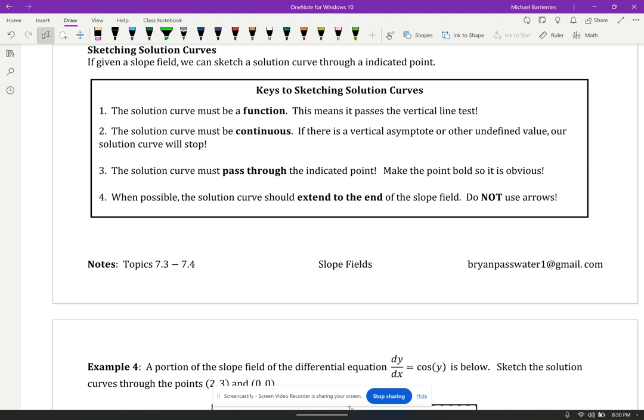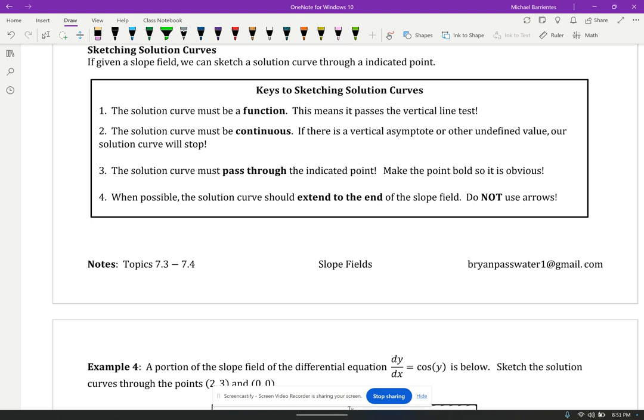And so, things to remember, when we draw a curve, it must be a function, so it has to pass a vertical line test. You can't draw a graph that goes like this, right? That's not a function. Second, the solution curve has to be continuous. There are no vertical asymptotes here. And if there are, then the solution curve is going to stop, right? Don't go through it. You have to remember that the solution curve has to pass through the indicated point, and make sure that you bold the point that you're talking about to make it obvious that that's the indicated point.